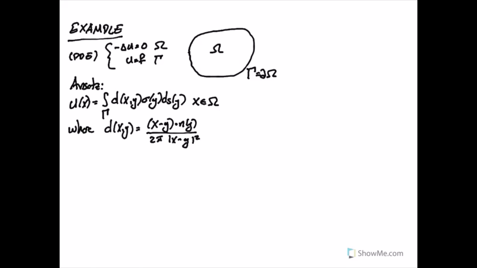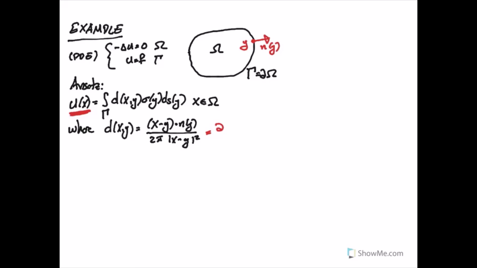The only difference is that now I make an ansatz. I'm looking for a solution u of x to that equation that takes the following form. And the only difference compared to the previous slide is that I now picked a different kernel function. So this d of xy looks as follows. It is x minus y dot n of y. And what's n of y? Well, for boundary point y, n of y is the unit normal vector.